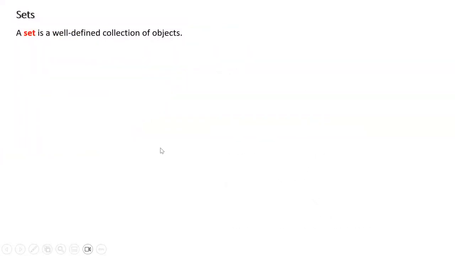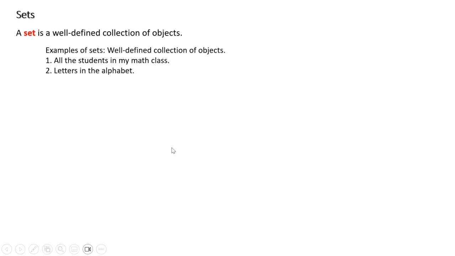Okay. Now, before we begin, we have to define some of the definitions here for this section. For example, a set is a well-defined collection of objects, for example, all the students in my math class. That's a well-defined collection of objects. The letters in the alphabet, that's also well-defined.